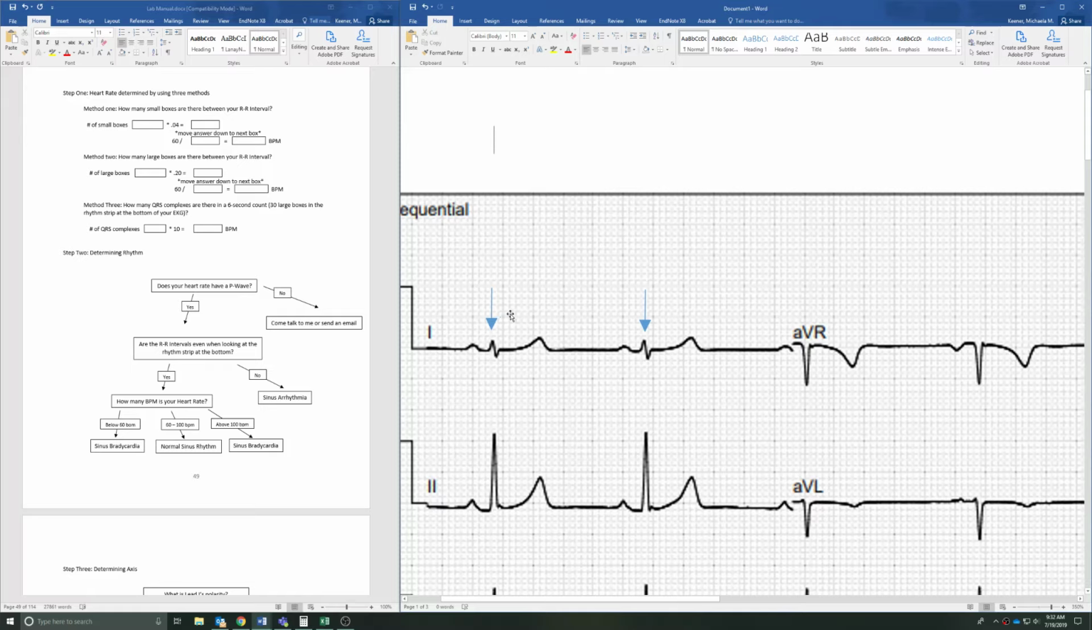So if I look at that, that's 1, 2, 3, 4. 4 times 5 small boxes is 20 small boxes. And then I had 2 over here, so I'm at 22, then 23, 24, 25 and a half.